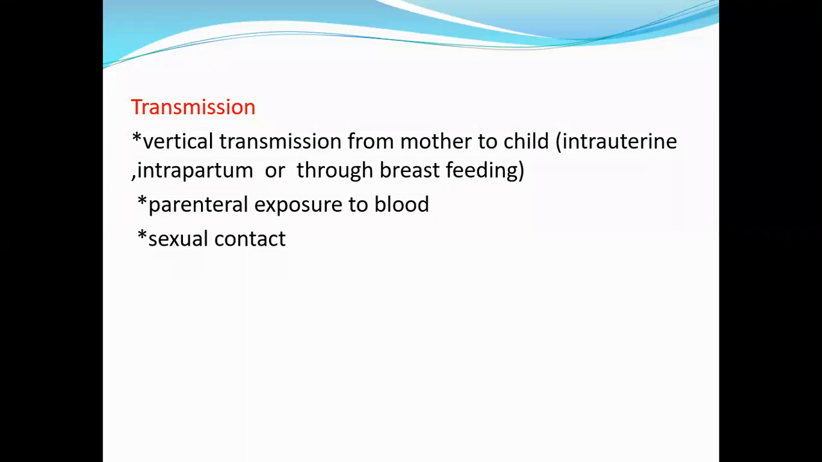The other, less common route is parenteral exposure to blood or blood products. If a child needs a blood transfusion and this blood contains the virus, the child will get infection, or by blood products like plasma or cryo. The least common route of transmission is sexual contact, which is mainly in adolescents.